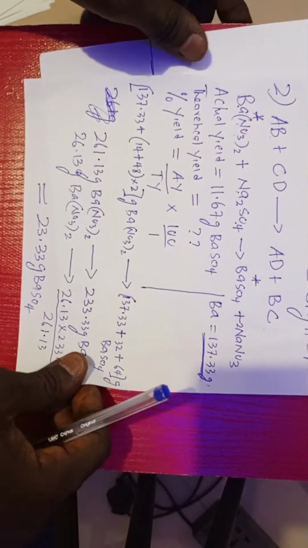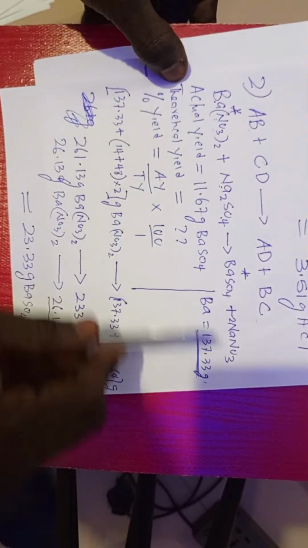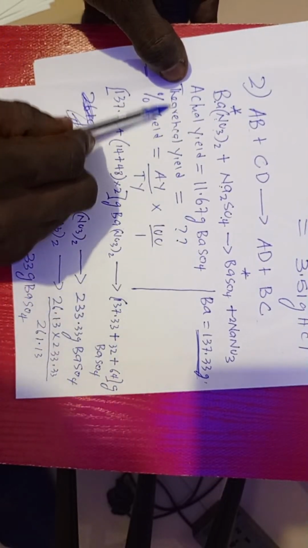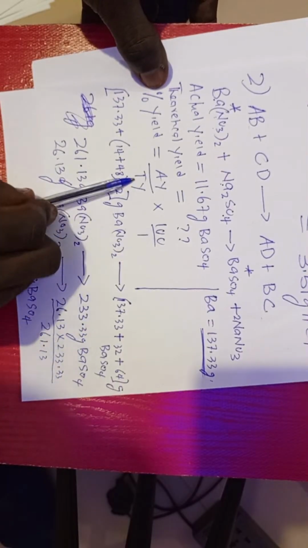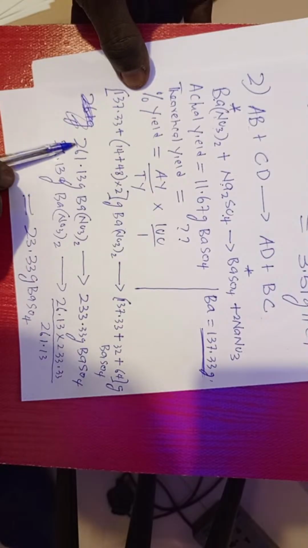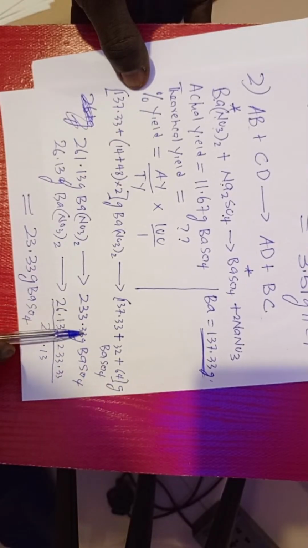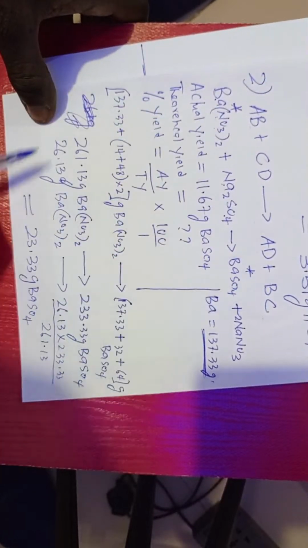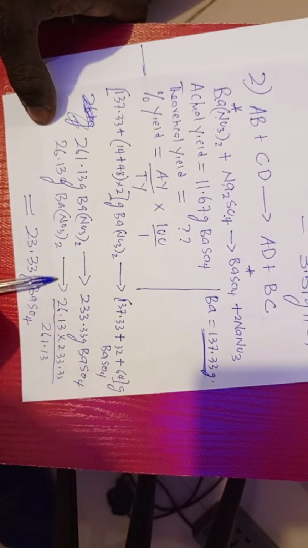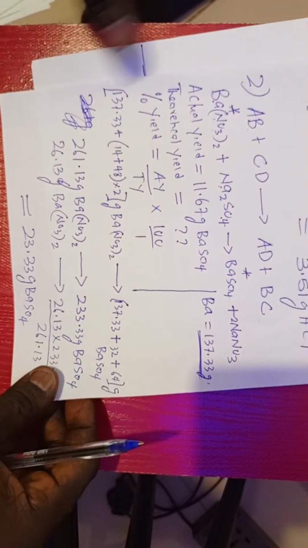Now, let's go through the solution again. What have we done so far? First things first, we balance the chemical equation. Next, we are given the actual yield as 11.67 grams. We are looking for the theoretical yield. Now we are going to use this formula to find the percentage yield. Next, we need to find the theoretical yield. From the balanced equation, we have that 261.13 grams of barium nitrate produces 233.33 grams of barium sulfate. So for the 26.13 grams given, we produce what amount of barium sulfate? What we just obtained is called the theoretical yield. Calculate for the percentage yield, and that will be our final answer.